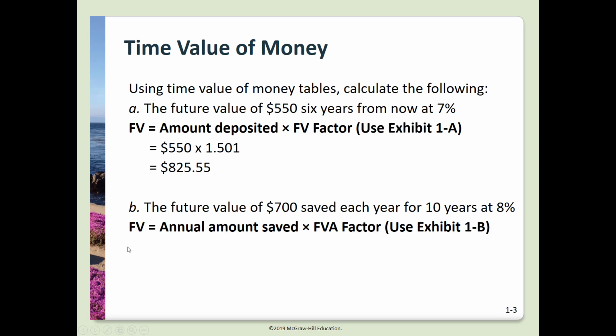Again, we're trying to figure out the future value. This is the annual amount saved, so that's the $700 each year. And we're going to multiply it by the future value annuity factor. So you'll notice that the FV has an A at the end of it now because we're looking at annuities. So we're going to be using Exhibit 1B, and we're going to be using the 10 years and the 8% in order to find out what that factor is.